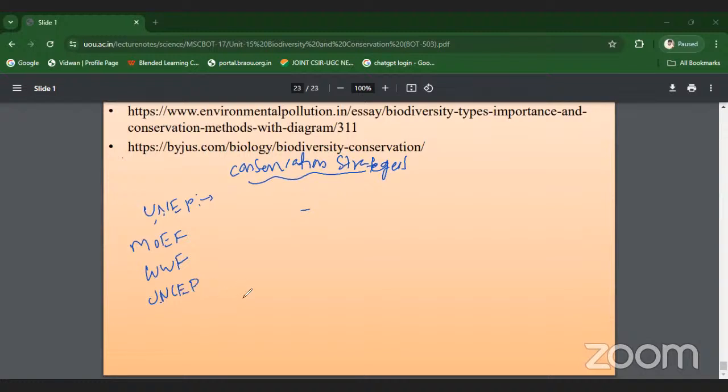The most important contribution from the international framework in conserving biodiversity is the United Nations Conference on Environment and Development, famously known as the Earth Summit. It was held in June 1992 in Rio de Janeiro, Brazil. That is UNCED. The full form is important.